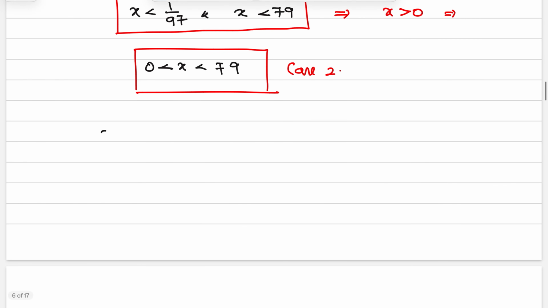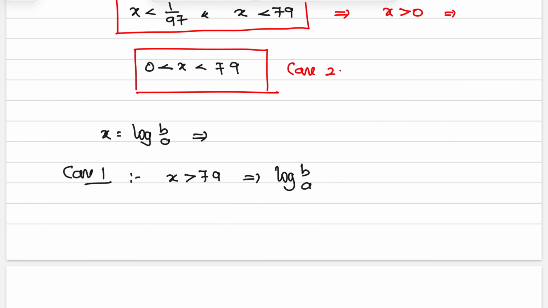Here, what is x? X is equal to log b to the base a. In case 1, what is there? X is greater than 79. That implies log b to the base a is greater than 79. That implies b is greater than a to the power of 79. We have to find out the minimum value. Please don't come to the conclusion like b is greater than a to the power of 79 and we can take any value for a and b.